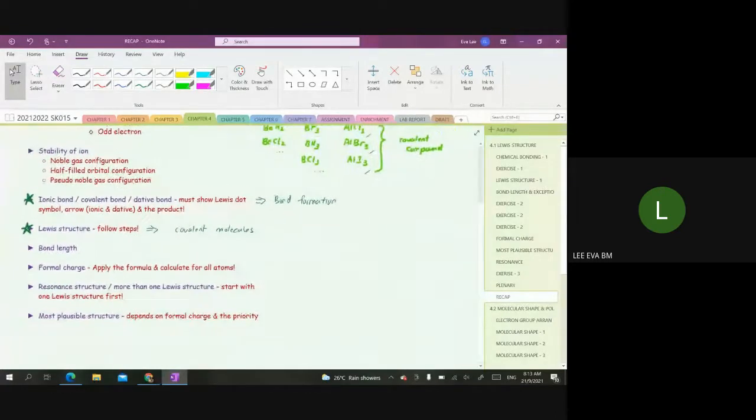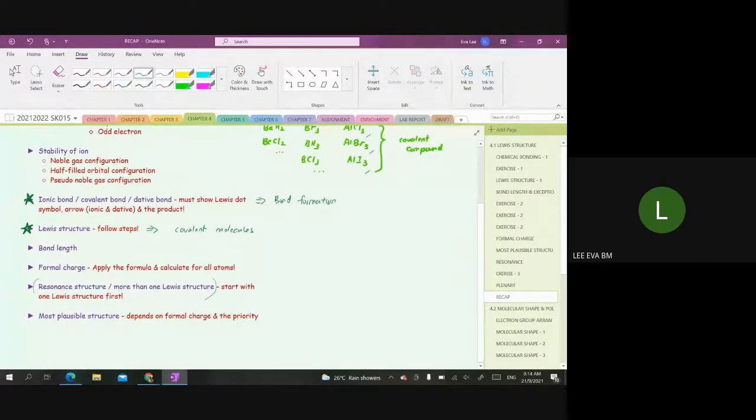After that, we also talked about stability of ions, the noble gas configuration, half-filled orbitals or pseudo-noble gas, bond length, and formal charge. Some of you did calculate the formal charge inside your exercises, which is good. For the resonance structures, we will repeat again today.